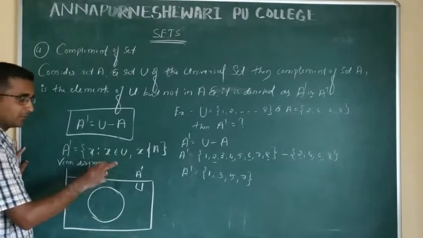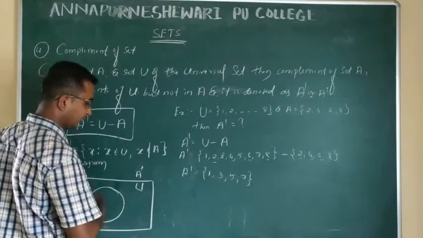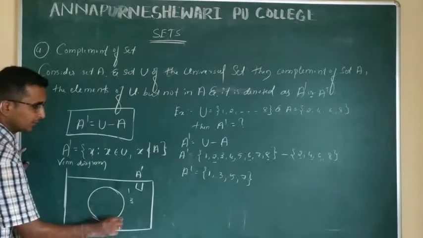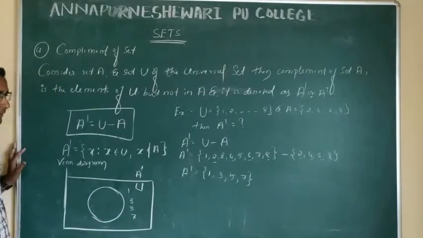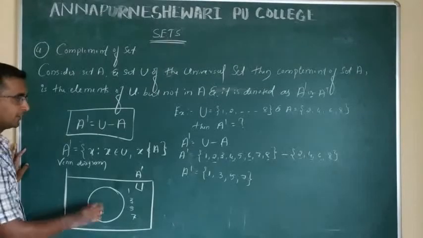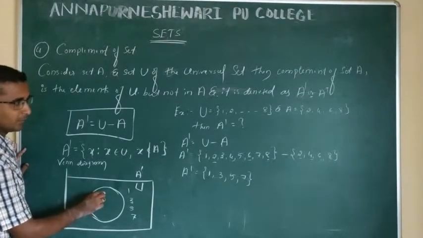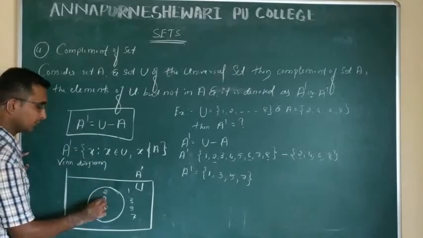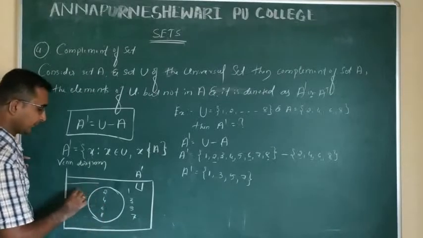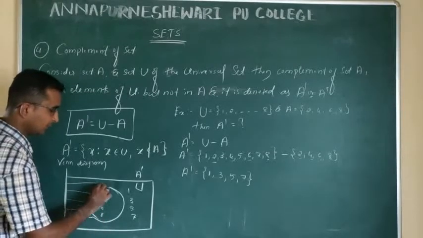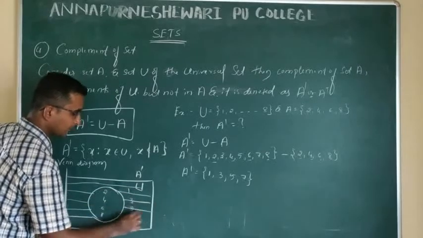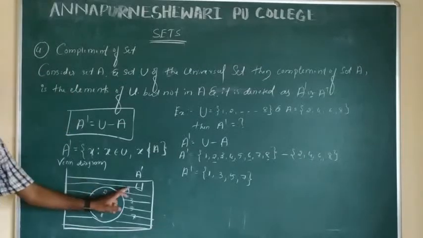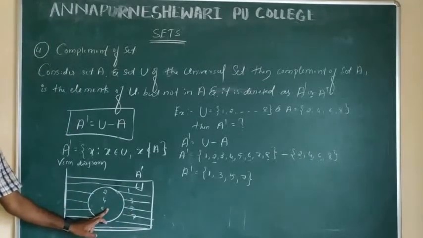The elements which are present in U. So in the universal set, which elements are there? The universal set is 1 3 5 7, and the elements which are present in A. In A, which are there? 1 3 5 7 2 4 6 8 come. So the elements which are present in U, that is the universal set, but not in A. So this is nothing but.